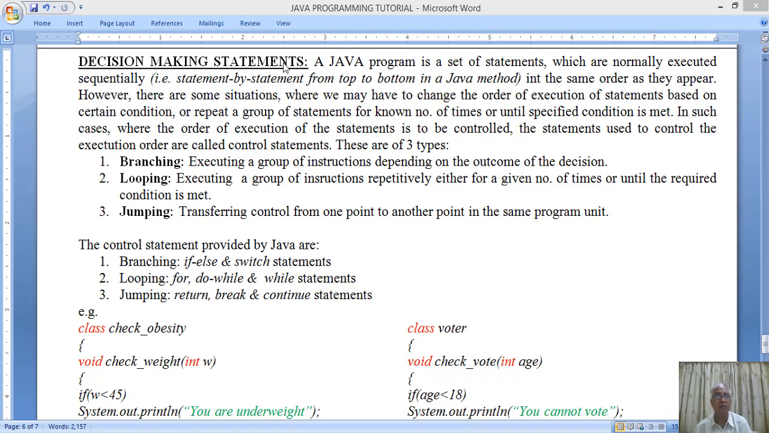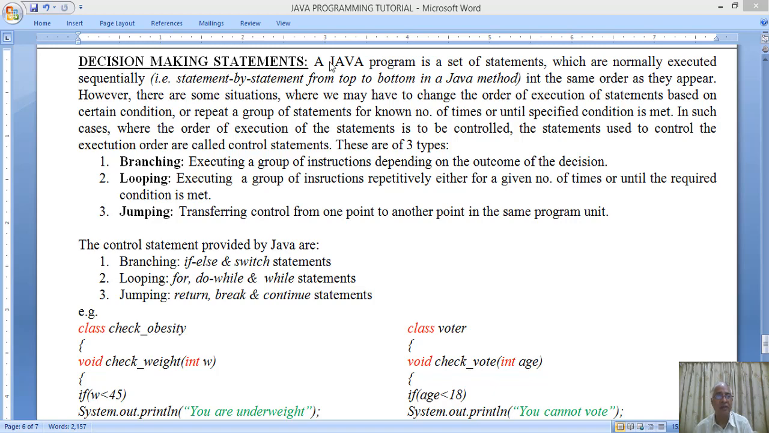I will explain decision making statements in Java. Decision making statements are used when some sort of decision has to be made, in the sense that suppose there are three situations and you have to choose any one of them, then decision making statements are used.